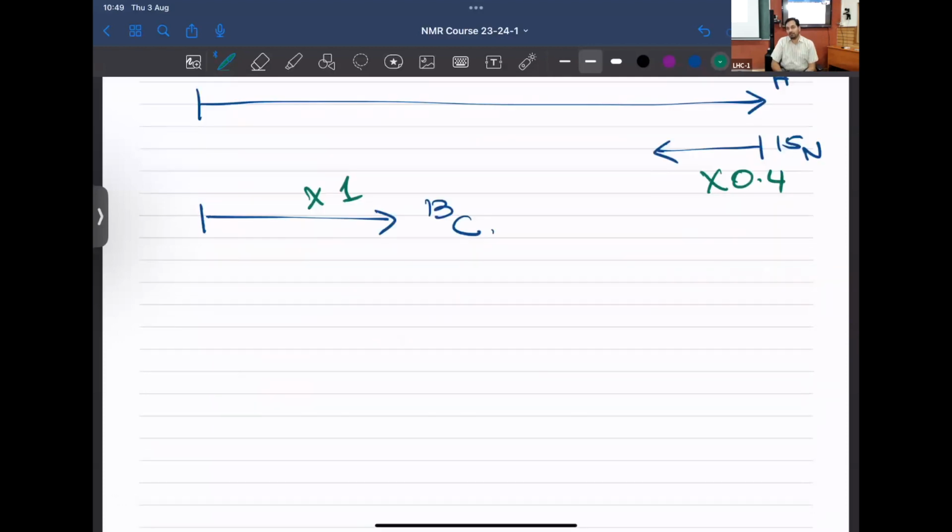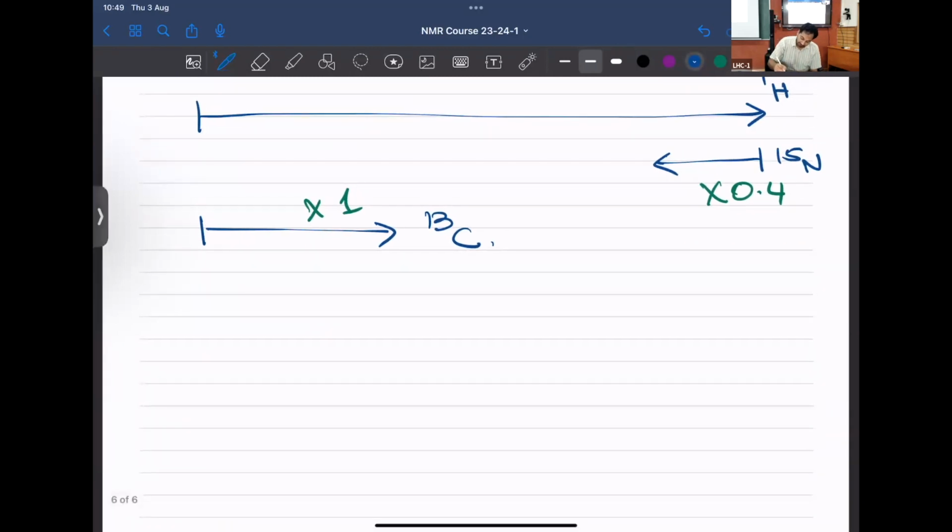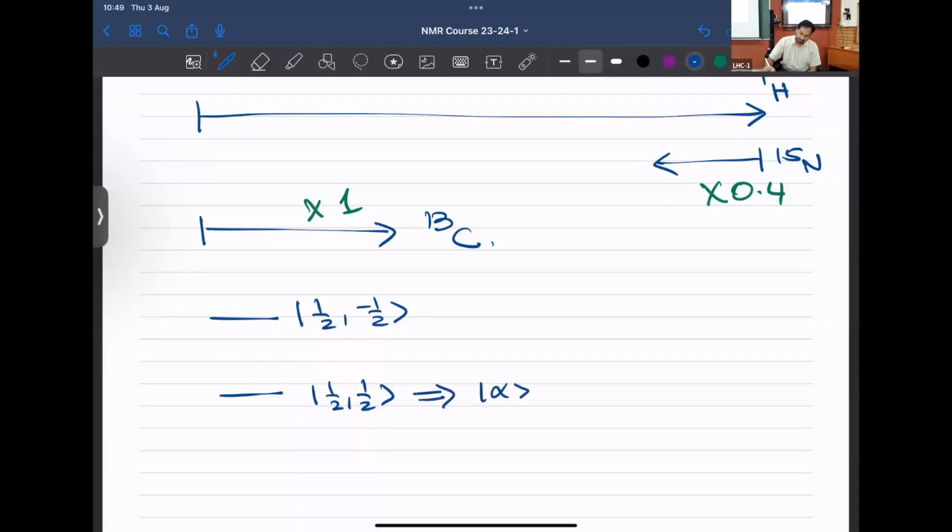Quickly skip to the next step, which is where we will stop for the day, which is to ask: now that you have two energy levels, which are half comma half, for all practical purposes I'm going to assume the gamma is positive, but whatever I'm defining works for negative gamma also. Okay. And in general, the half comma half state is generally denoted as the alpha state.